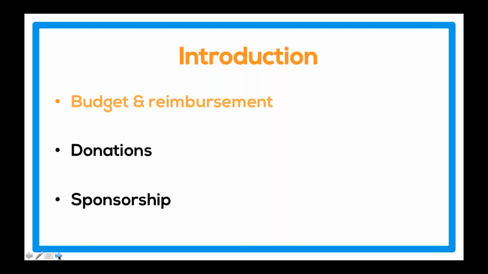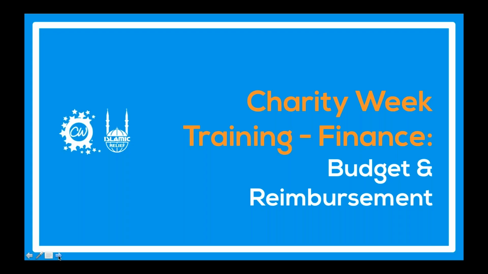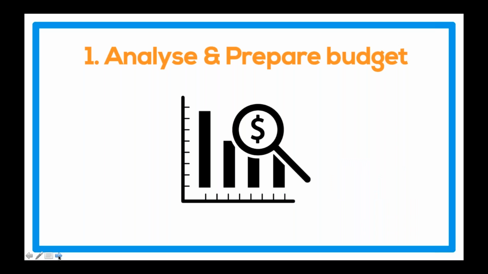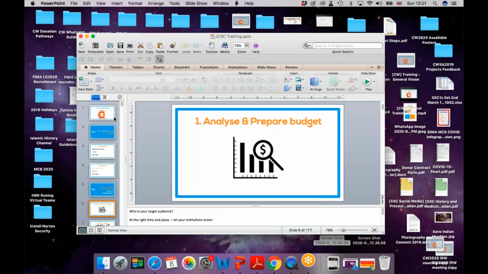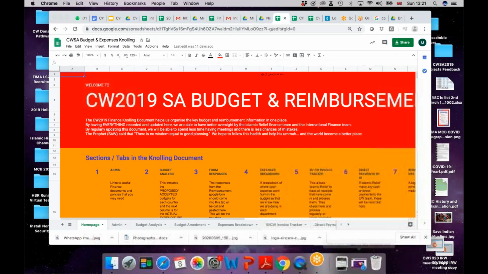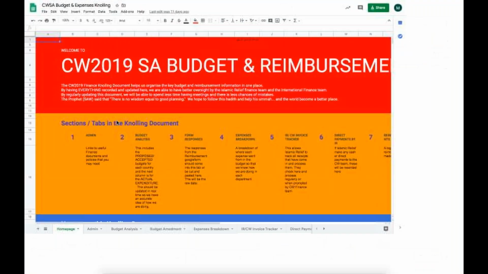And the first one we're going to talk about is budget and reimbursements. With budgets and reimbursements, this is a really key area that comes under any finance role. And the number one thing you need to know is how to analyze and prepare a budget. This is done usually at the end of a year. So at the end of 2019, we should be analyzing and preparing the 2020 budget and so on. And to give you an idea, I'm actually going to show you a budget from Team South Africa so that you know what we're talking about.